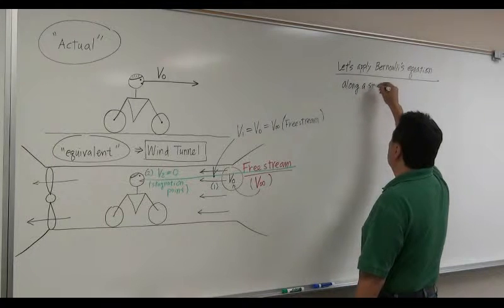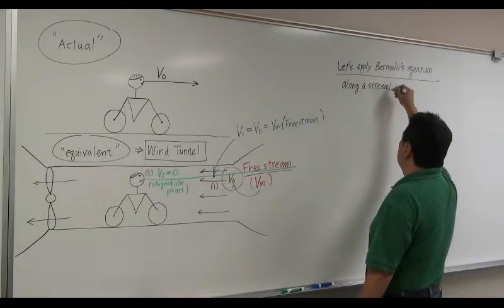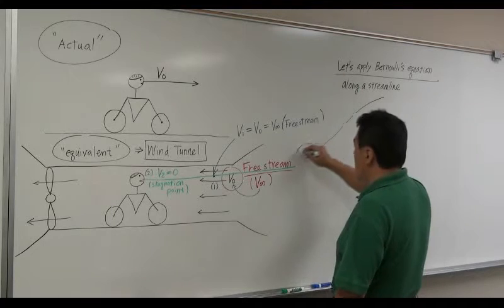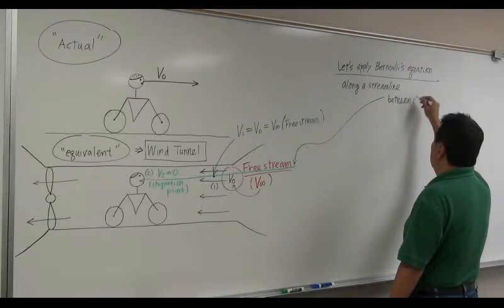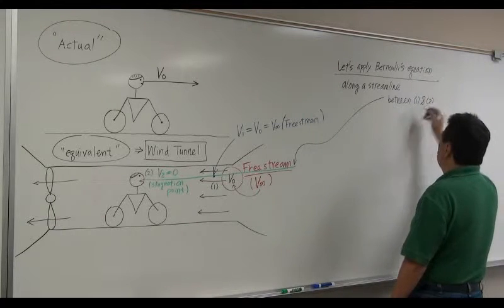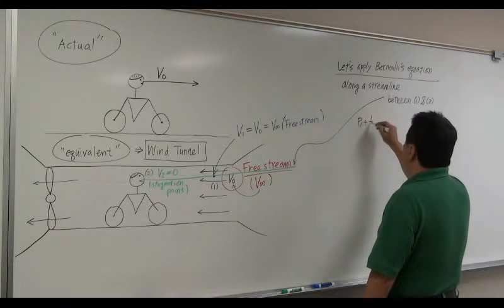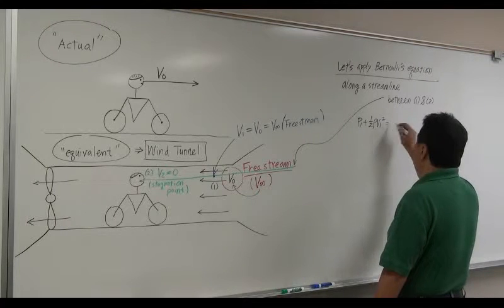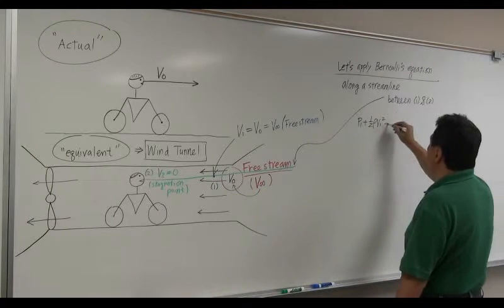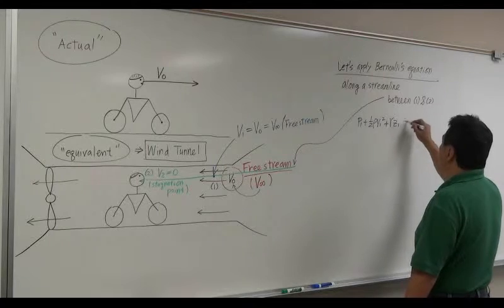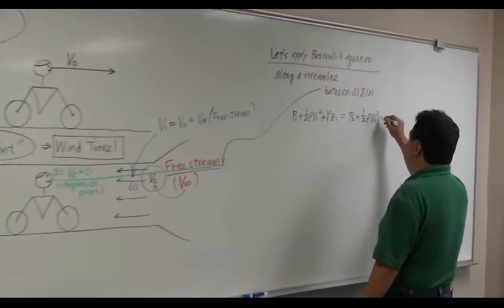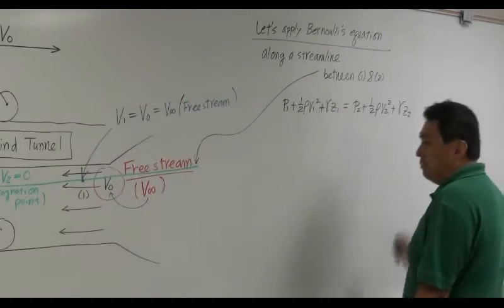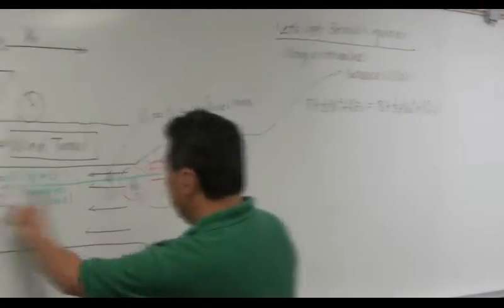Along a streamline, which is this particular stream, between location 1 and 2, you can say P1 plus 1/2 rho V1 squared plus gamma Z1 is equal to P2 plus 1/2 rho V2 squared plus gamma Z2. By the way, this is Z2, this is Z1, it's about the same, so you can drop off this term.